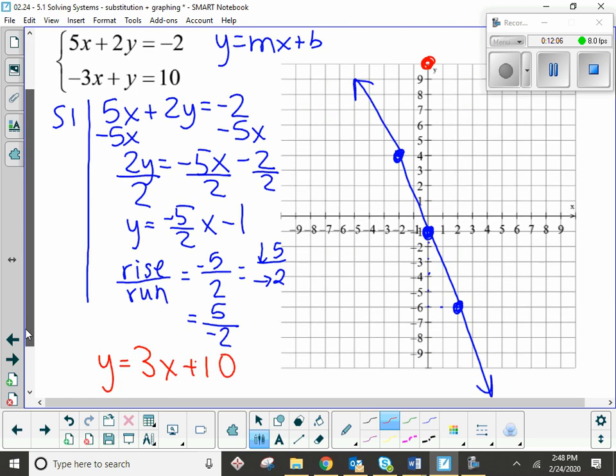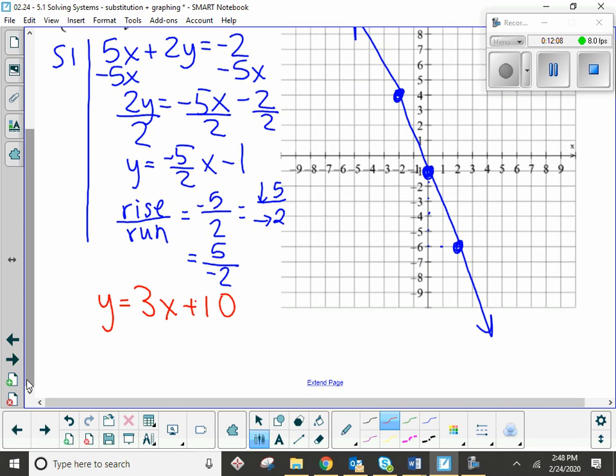Well, let's talk about that slope for a second. I just told you, or I reminded you, that slope is rise over run. Now, that's a fraction, but the 3 doesn't look like a fraction to me. It's really 3 over 1. And that means starting at my y-intercept, the 10, I have to go up 3, right 1.